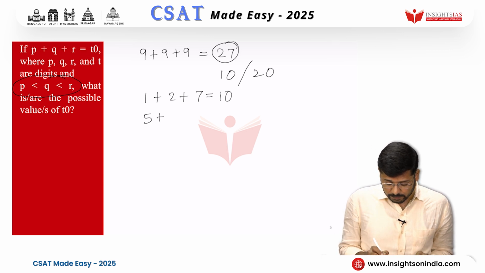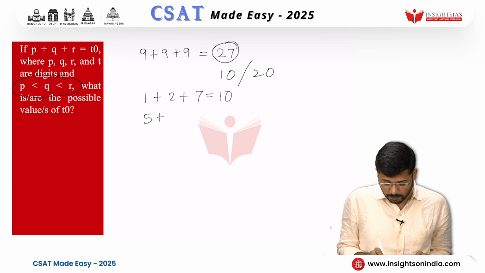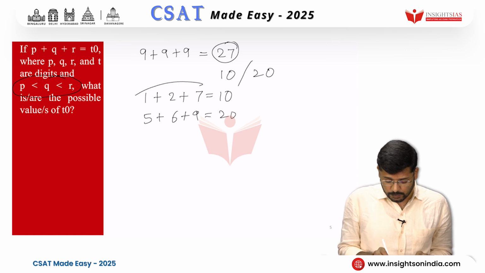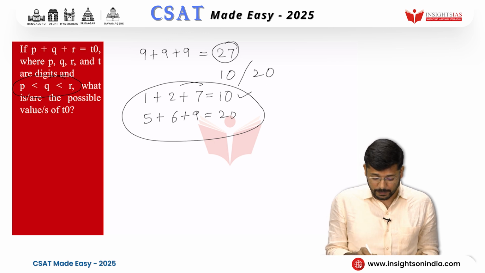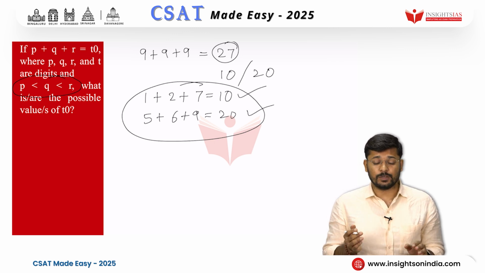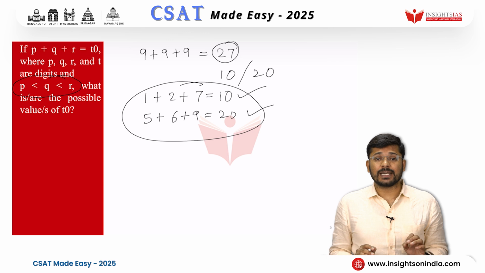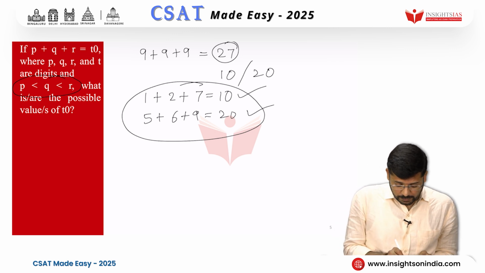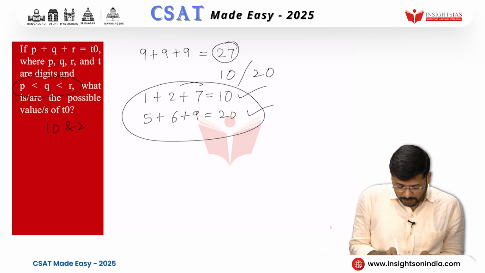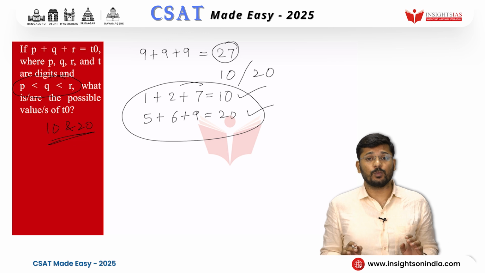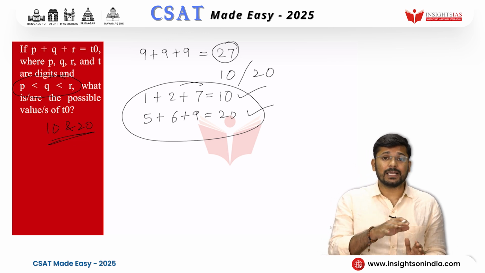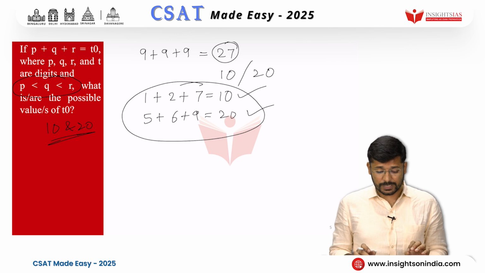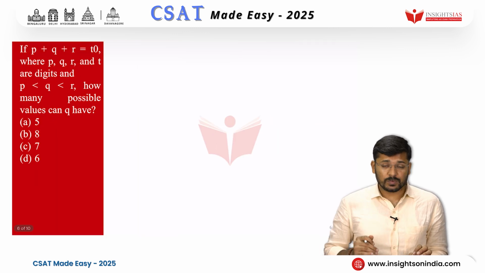5 plus 6 plus 9 will give us 20. So we satisfied the condition where P is less than Q is less than R, and we can make 10 and 20. So how many possible values can T0 have? That would be 10 and 20. So these are the only 2 possible values for T0 when you are adding 3 single digit numbers. Done. Now let's go to an advanced level question.